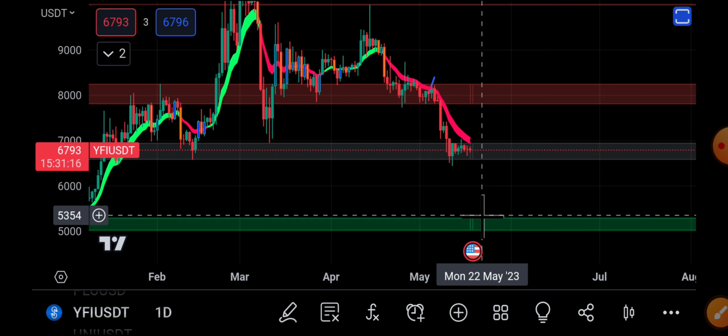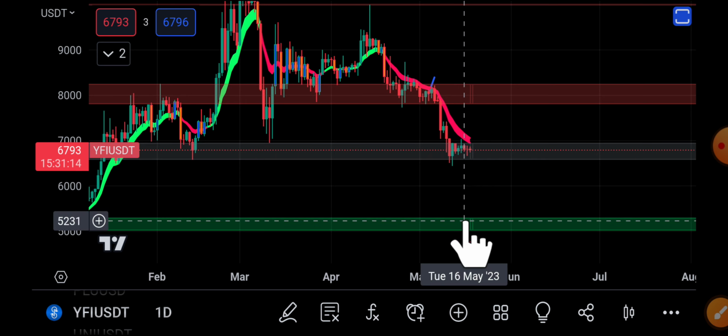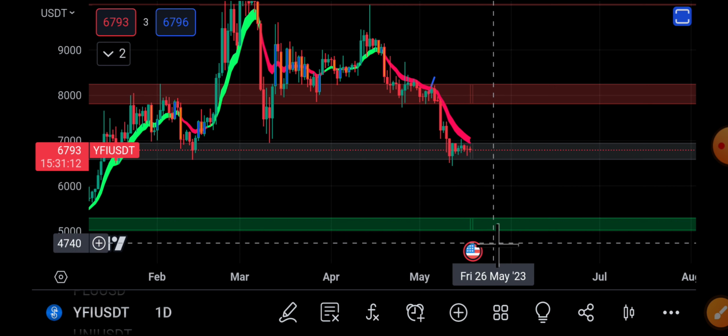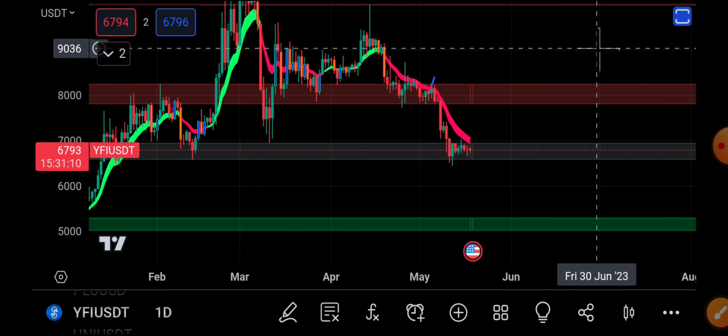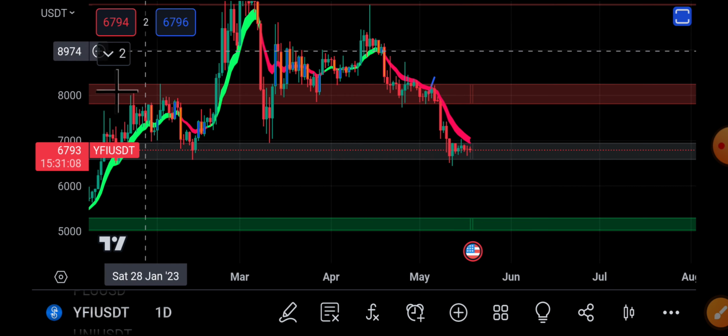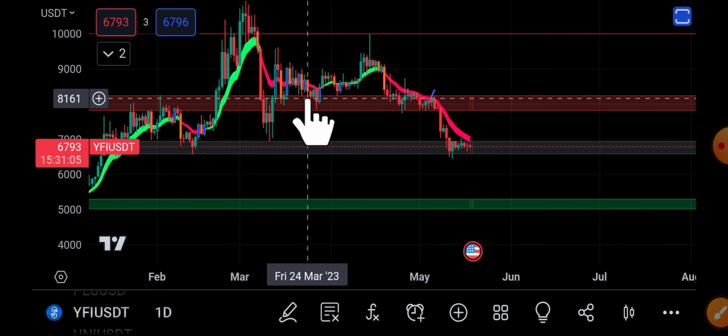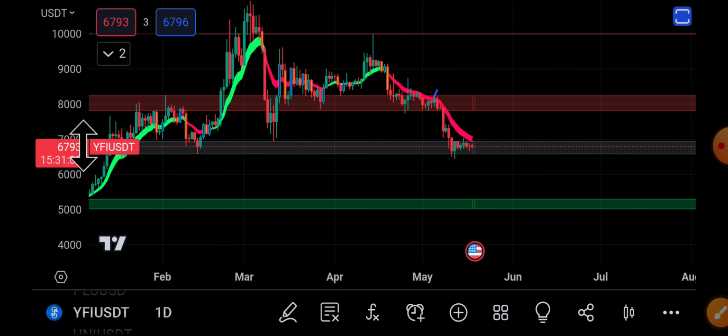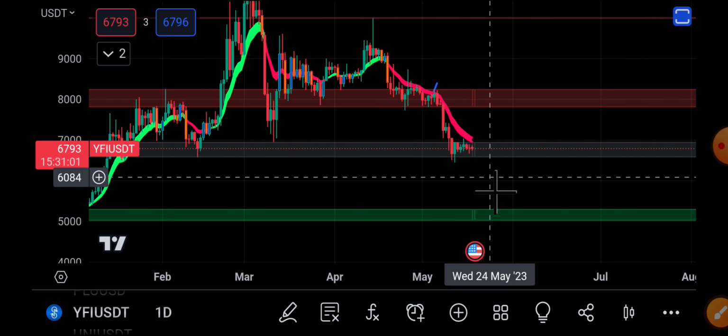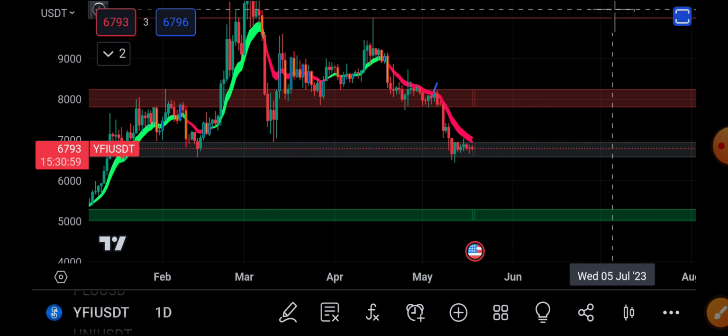So we could see one last huge fake out even to the downside to cause you to sell your YFI. But this will be the last huge fake out before we could see a very huge push to the upside in the medium to long term. So that's what we're expecting for the price of YFI: one last push to the downside, then another huge push to the upside in the medium to long term.